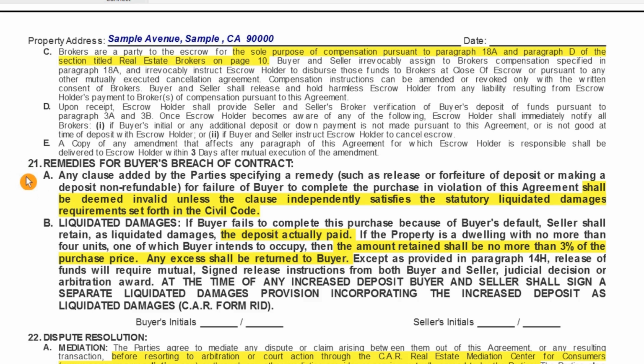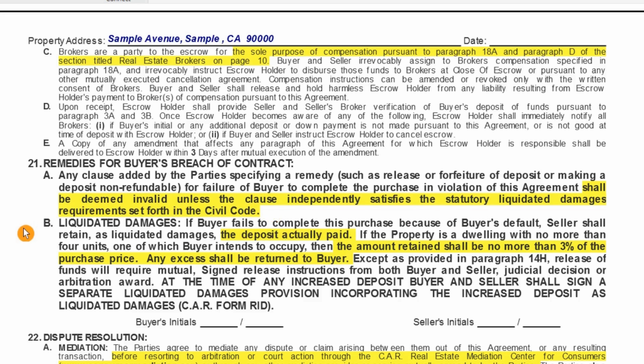Paragraph 21 talks about remedies for buyer's breach of contract. And basically it states that any remedies that the parties want to establish have to satisfy the statutory liquidated damages requirements set forth in the Civil Code. So you can't just make things up. You have to follow what's already been established.